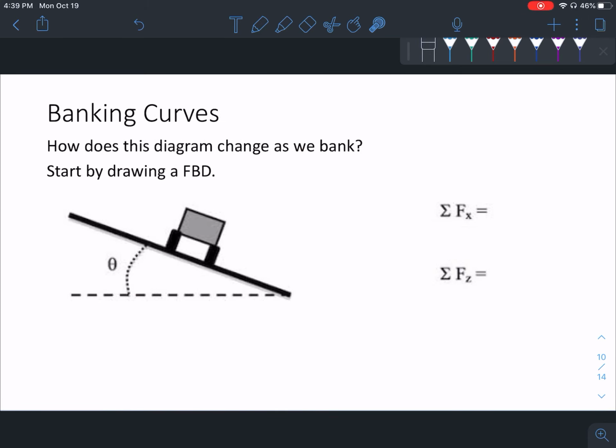But now let's start to see what that looks like as we bank. So here you can see my example. My circle is still a horizontal circle, and so my acceleration is still going to be in that x direction, or towards the center of my circle. We're going to draw on our forces once again. I know that I still have force of gravity.